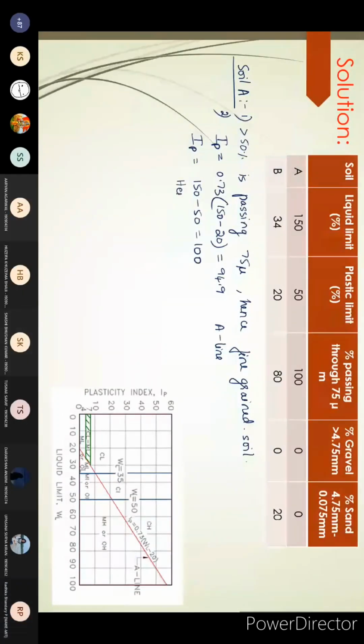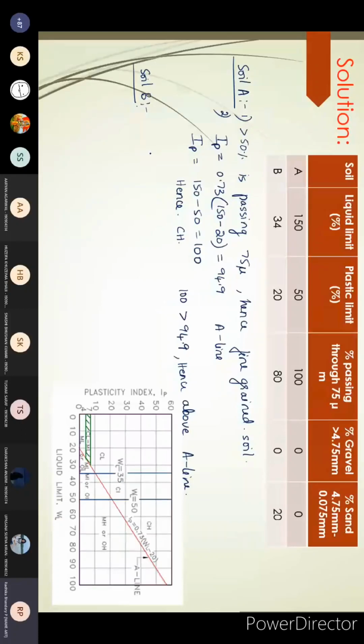Hence, what type? CH. Because 100 is more than 94.9, hence it is above A line. So I think B also we will finish off. It's quite simple. B.